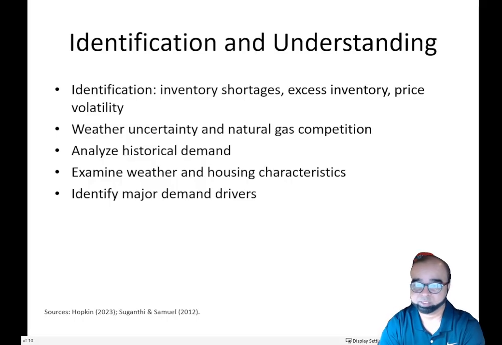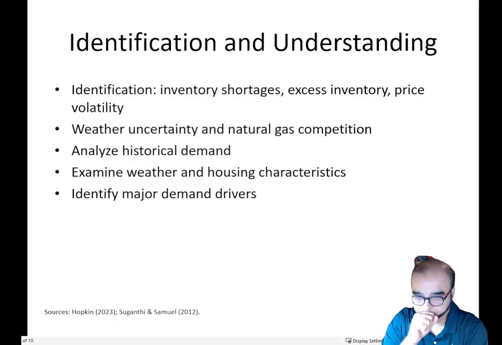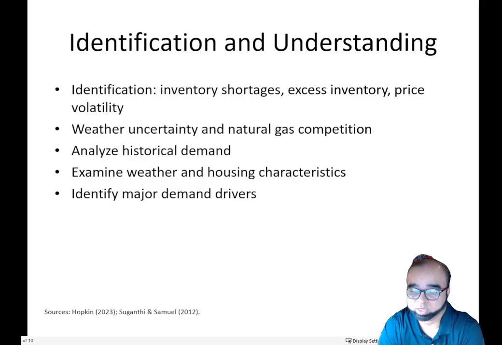After identifying these risks, the organization sought to better understand what factors actually drive heating oil demand. Historical customer data was analyzed to determine how outdoor temperature, insulation quality, home size, home age, and household occupancy influenced fuel consumption. This understanding provided the foundation for building a predictive model capable of forecasting future demand more accurately.